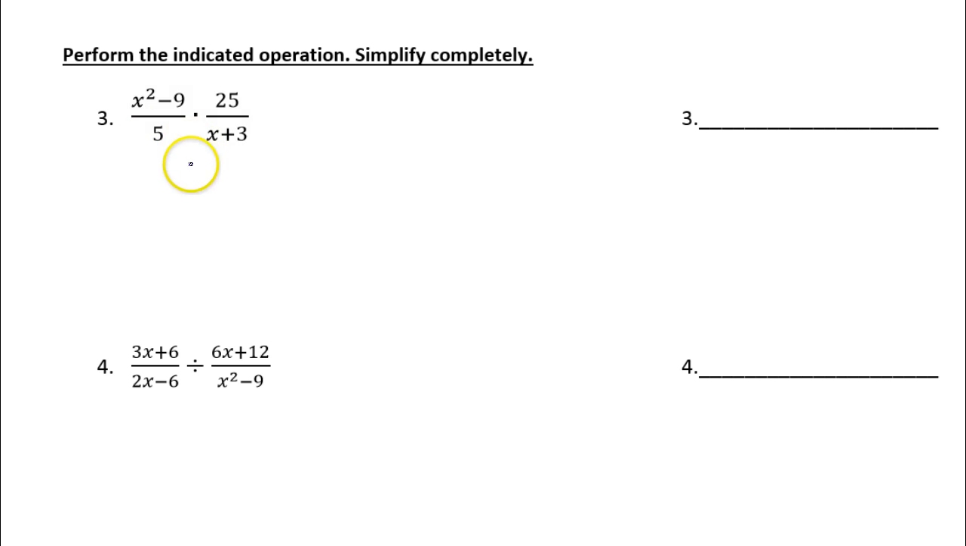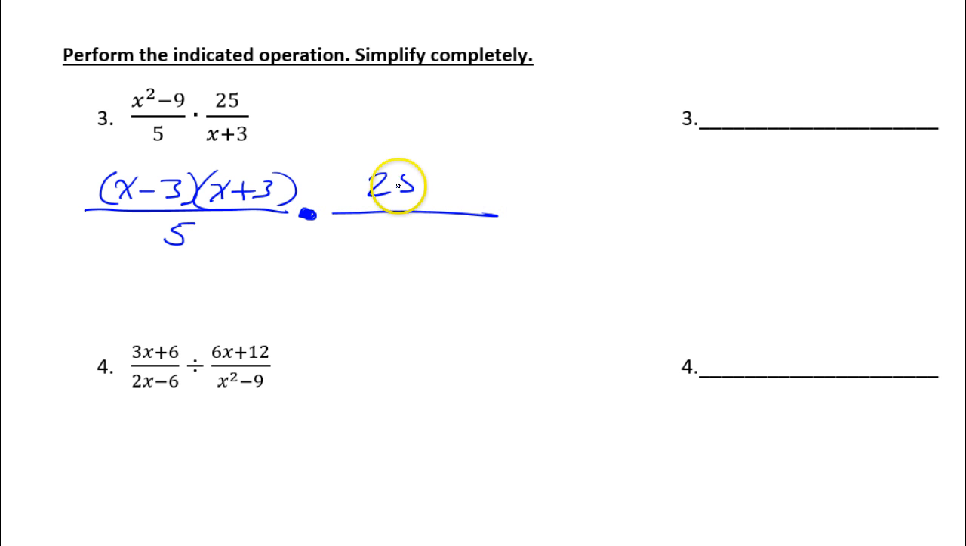Now if you want to multiply two rational expressions, you should still factor. So x squared minus 9 will factor as x minus 3 times x plus 3. And there's my 5. And I've got times, and then 25 over x plus 3. Now, when things are connected by multiplication, as long as you have the same factor in the numerator and the denominator, you can cancel them out. So it's okay that these were in two separate fractions. With multiplication, you can do this. The x plus 3's are going to cancel each other out.